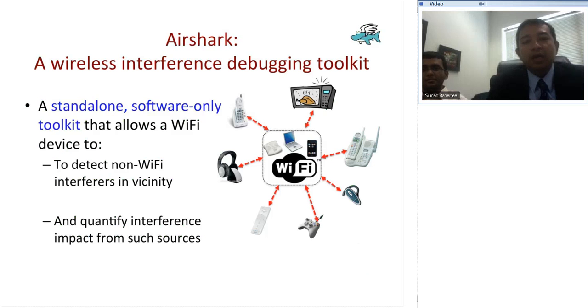Thank you. So today, I'm going to tell you about Airshark, which is really a wireless interference debugging toolkit. More specifically, Airshark is a standalone software-only toolkit that allows a Wi-Fi device, let's say a laptop or a mobile tablet or an access point, to detect non-Wi-Fi activity in its vicinity and also quantify the impact of such interferers that are in the vicinity. So for example, if you have an analog phone or a Bluetooth headset or game controllers or even a microwave oven that's causing interference to the Wi-Fi device, we can, using Airshark, have the Wi-Fi device understand that they are existing nearby and are causing a certain amount of interference to them.